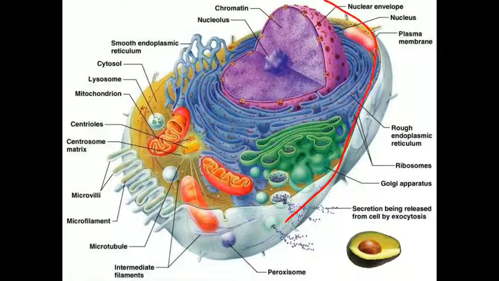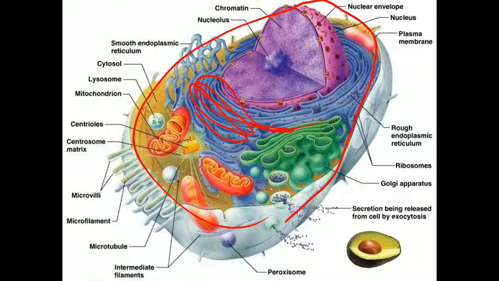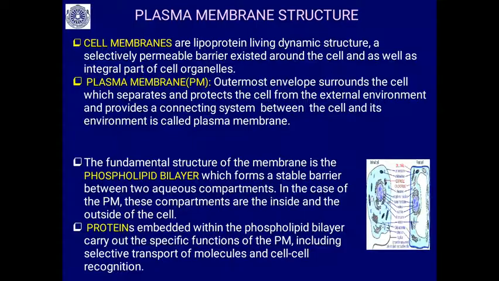What you see is the plasma membrane, and the inner membranes of the endoplasmic reticulum, Golgi complex, then the nuclear membrane, and the membranes in the mitochondria. It is a membranous compartmentalization that you see inside the eukaryotic cell. So, how about the structure of the plasma membrane?